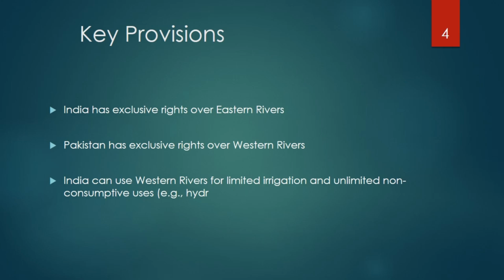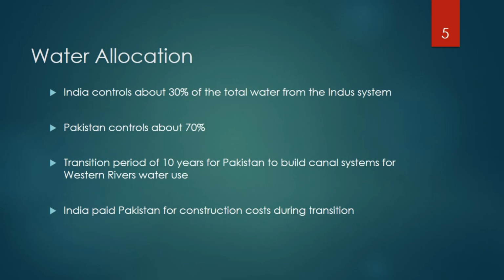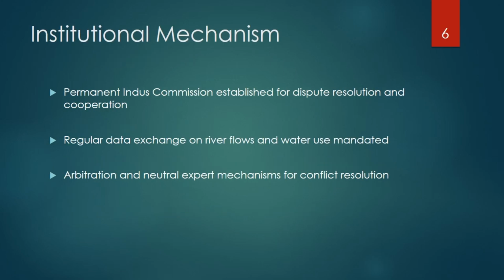Under this treaty, there were six rivers in total, and these six rivers were categorized into two groups, Eastern rivers and Western rivers. In the Eastern rivers, Ravi, Beas, and Sutlej were included, and the exclusive rights for the utilization of these rivers were given to India. The Western rivers include Indus, Jhelum, and Chenab, and the exclusive rights of utilization of the waters from these three Western rivers were given to Pakistan. Similarly, India has exclusive rights over the Eastern rivers, and Pakistan has exclusive rights over the Western rivers.